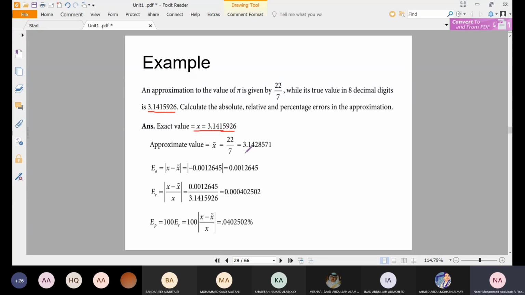And my approximation, for example, I approximate the result. I take the division, 22/7. I get this result. Okay. So here, for example, when I compute the errors, the error will equal the true value minus the estimation or the approximation. This will give me the value of the error.